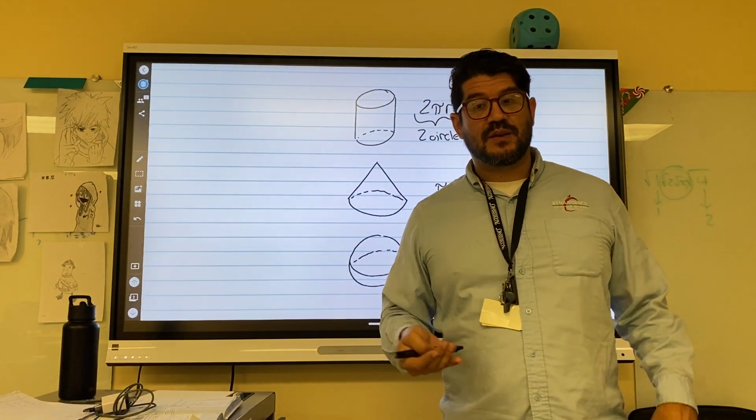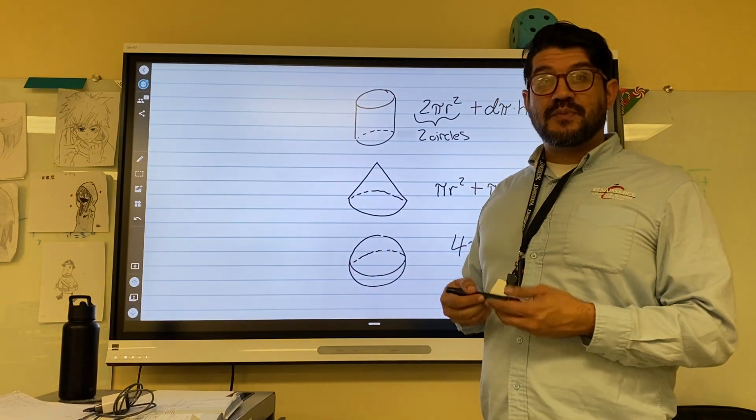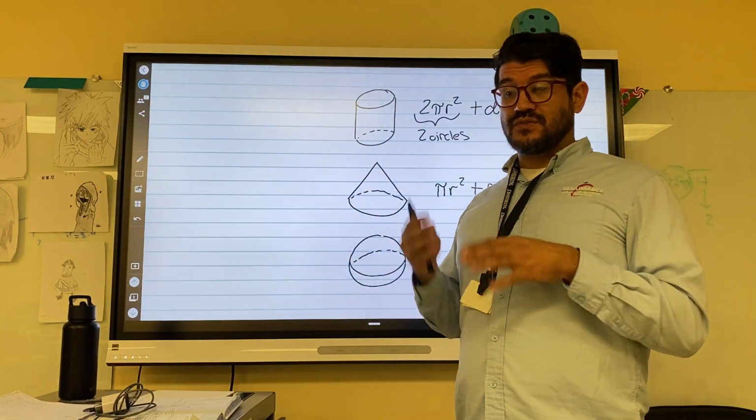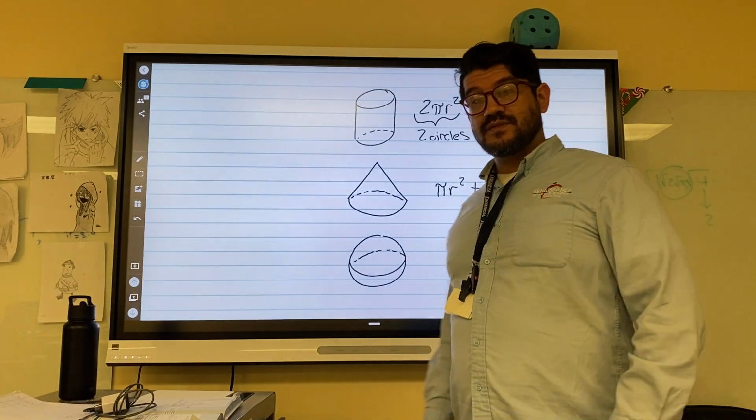Surface area of regular shapes would just have triangles, rectangles, and squares in it, or trapezoids, and you know how to find the area of all those. So you just find the area of all the faces and then add them up. These are the only odd ones. And that's it.